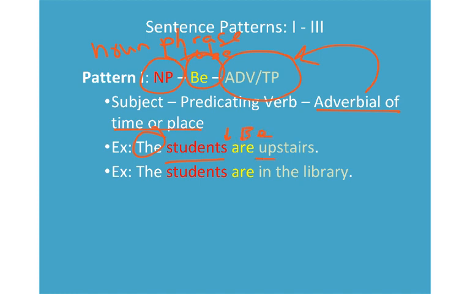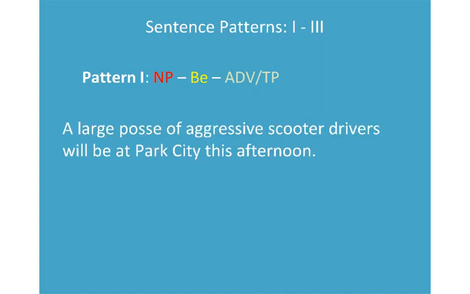And then upstairs is our adverbial of time or place. It's giving us more information about where or when it is. Another example, the students. We've got another noun phrase. Are, another form of to be, and then a different time or place phrase here, in the library.